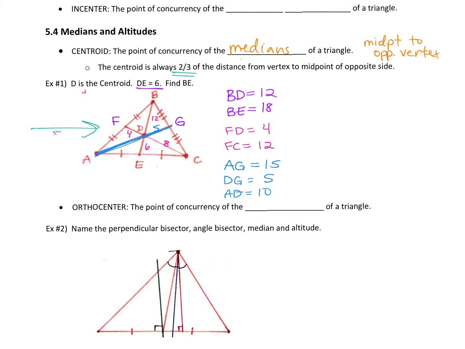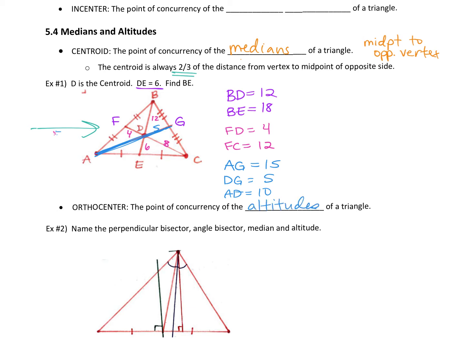So just keep that in mind. If I give you the whole thing, divide by 3 and you'll get thirds. If I give you the shorter segment, double it and you'll get the longer one. If I give you the longer one, cut it in half and you'll get the shorter one, because it's always 1/3 and 2/3. Okay? Okay, the Ortho Center is the point of concurrency of the altitudes.